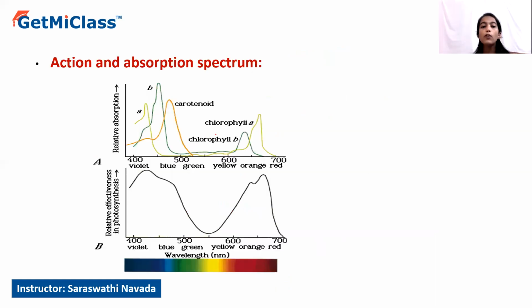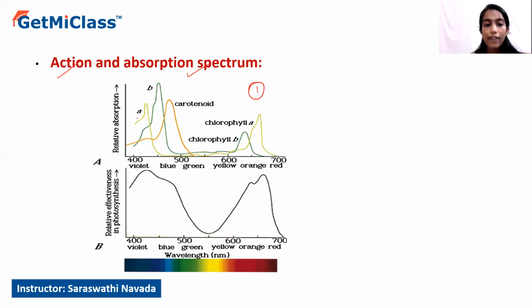And with respect to the photosynthetic pigments, we can derive two types of spectrums. One is the action spectrum and another one is the absorption spectrum. So what is meant by this action as well as absorption spectrum? The first diagram is of the absorption spectrum, where you can see different pigments represented in the graph, showing which light can be absorbed by them effectively.